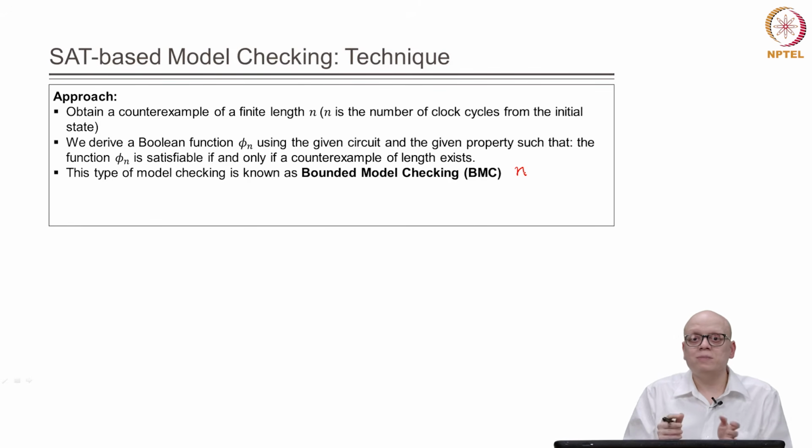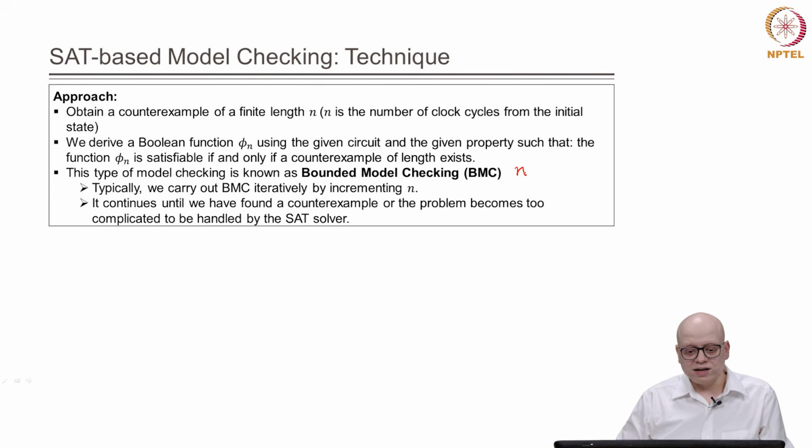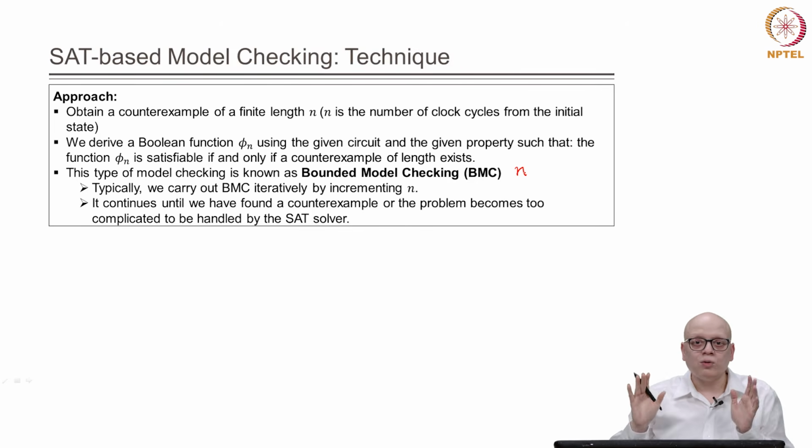It is a simpler problem in that sense than what we solved using BDD based model checking. Typically, we carry out bounded model checking, or BMC, iteratively by incrementing n. We start with n equal to 1, 2, 3, 4 and so on. It continues until we have found a counter example. Say at the 5th clock cycle we found a counter example, we are done. Now we have to fix the problem in our design, or at least analyze what is there in our design.